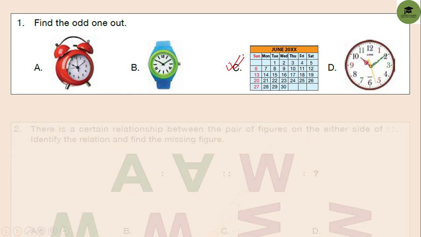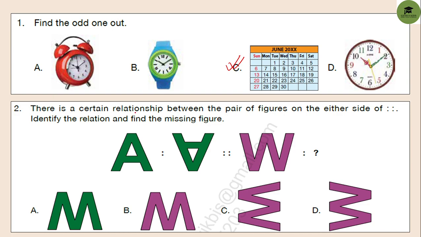Okay. Next one: there is a certain relationship between the pair of figures on either side of the double colon. Identify the relation and find the missing figure. If you see A, it is the opposite of A. Then W will be opposite of W, that will be M. Now if you see, A and B are both the same M, but it should be the purple M, because the W is written in purple. So option B is the correct answer.